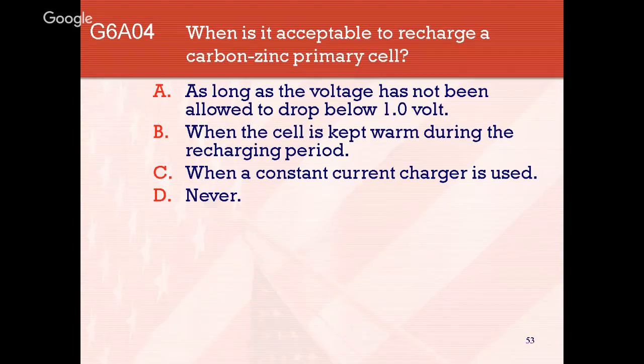When is it acceptable to recharge a carbon zinc primary cell? Actually, the shortest answer on here: never. You really don't want to do that. You can really cause some problems there. Even if you manage to get some potential back into that carbon zinc battery, you could cause some leakage and damage to your electronic components by doing that.